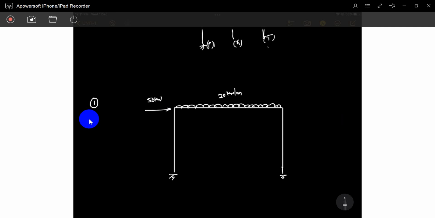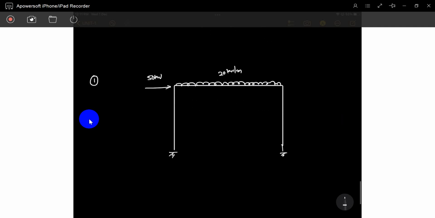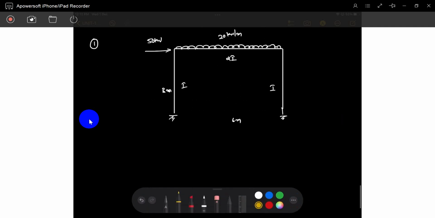So we have to find out the translational contribution also, we have to include. So how can you do, sir? I will say first it's a 2I, it's 3 meters, it's 6 meters. I can assign this as A, B, C, D.